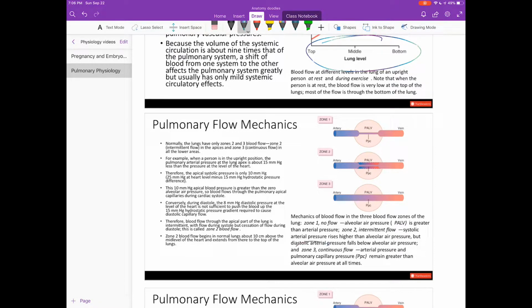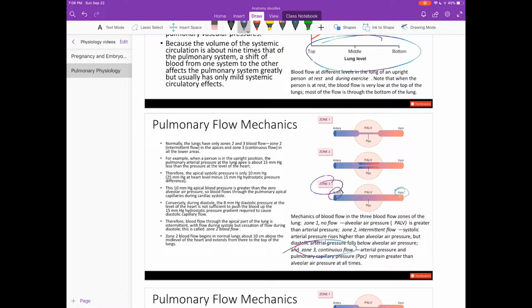Zone 3 is continuous flow. And what that means is that the arterial pressure and the pulmonary pressure remain greater than the alveolar pressure, air pressure at all times. So if you look at the diagram, on the left is the incoming artery, and on the right is the outgoing vein.